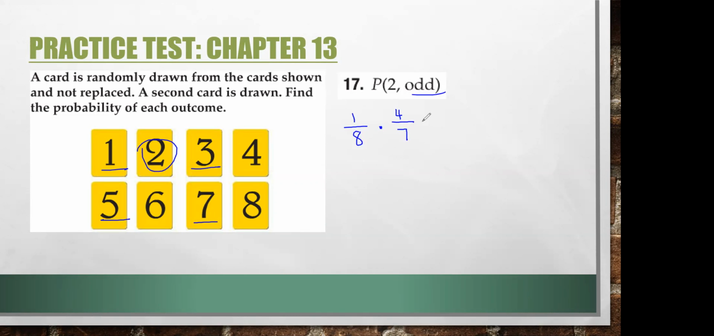Okay, so then what we can do is we can cross simplify because 4 and 8 have a common factor of 4. 4 goes into 4 once and 4 goes into 8 twice. And then we would multiply straight across. 1 times 1 is 1. 2 times 7 is 14. So the probability is 1 out of 14. Okay.